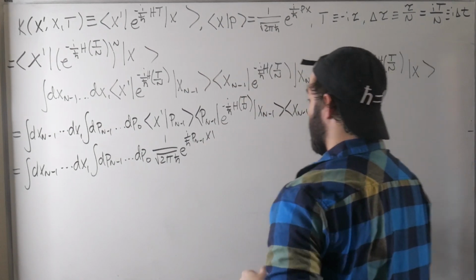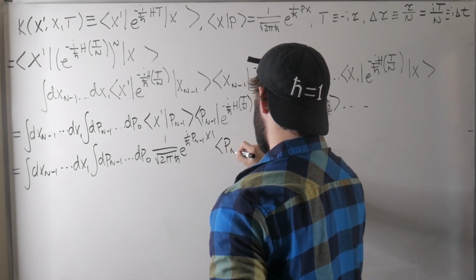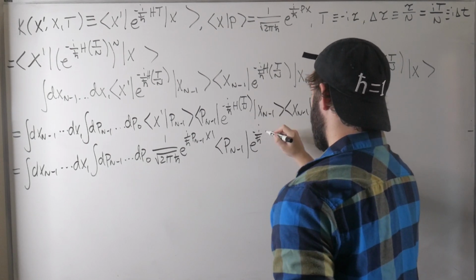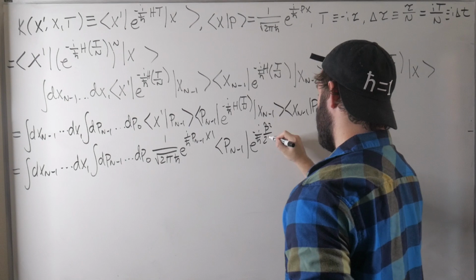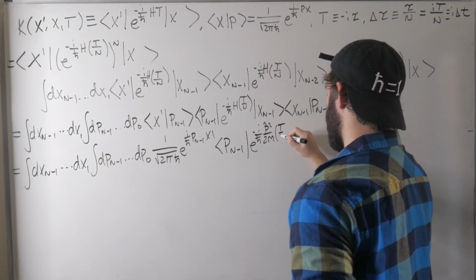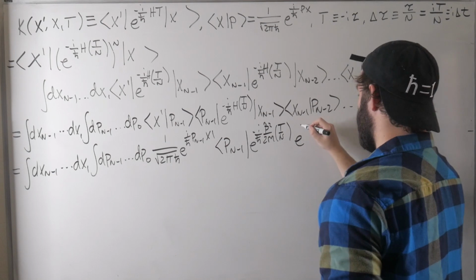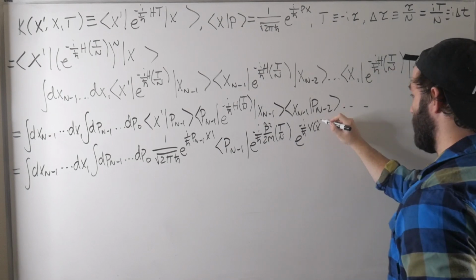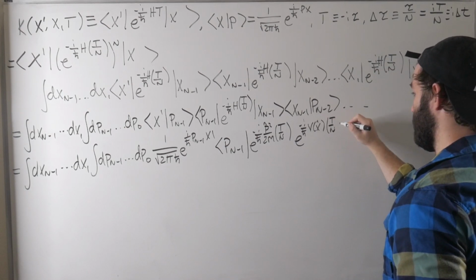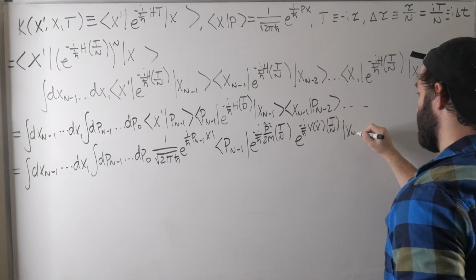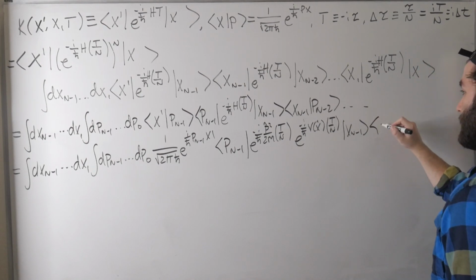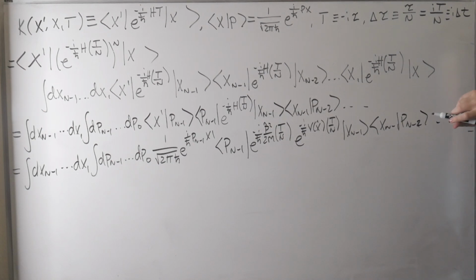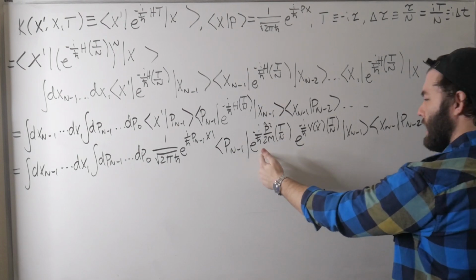And then this matrix element, piece of n minus 1, e to the minus i on h bar, p hat squared over 2m times t over n, e to the minus i on h bar, v of x, t over n, x of n minus 1, and then the rest of the terms as well: x sub n minus 1, p sub n minus 2, dot dot dot. Okay. We have an exponential of operators.